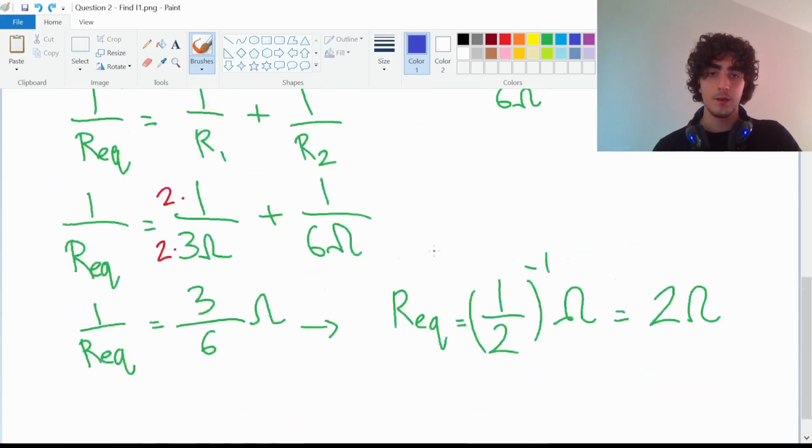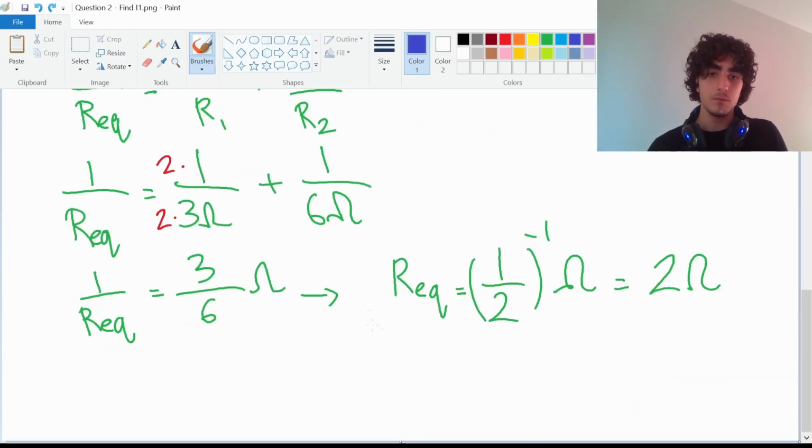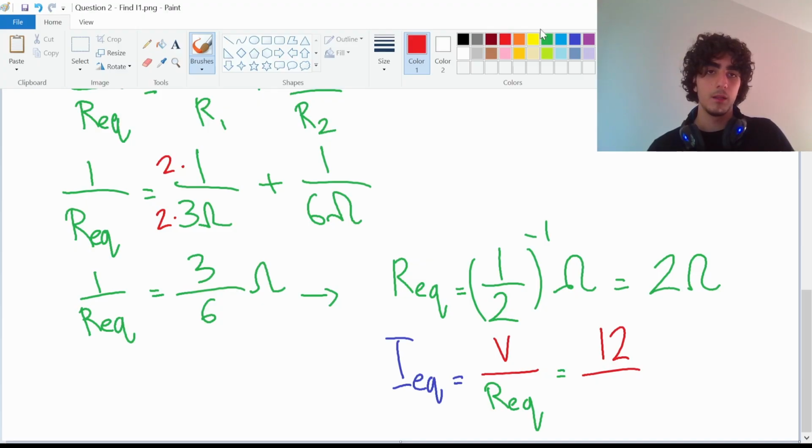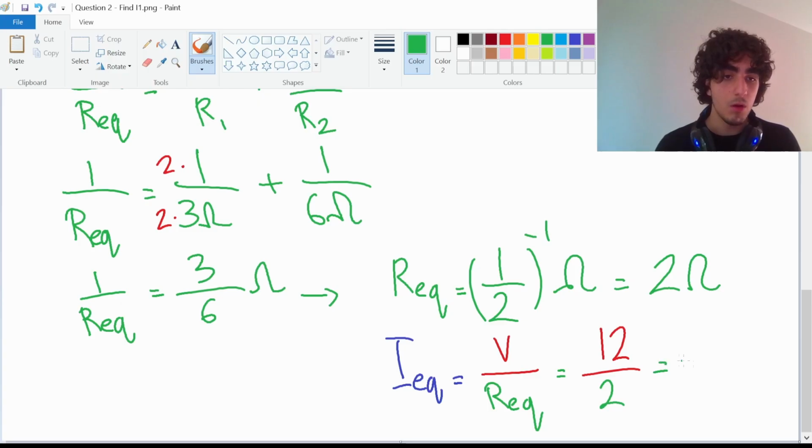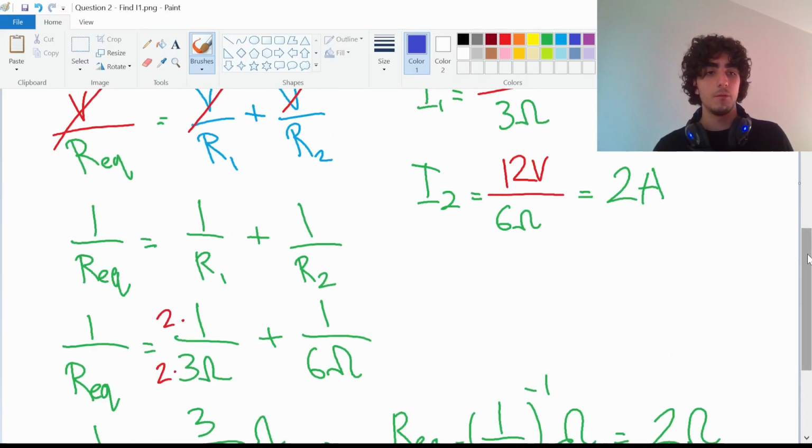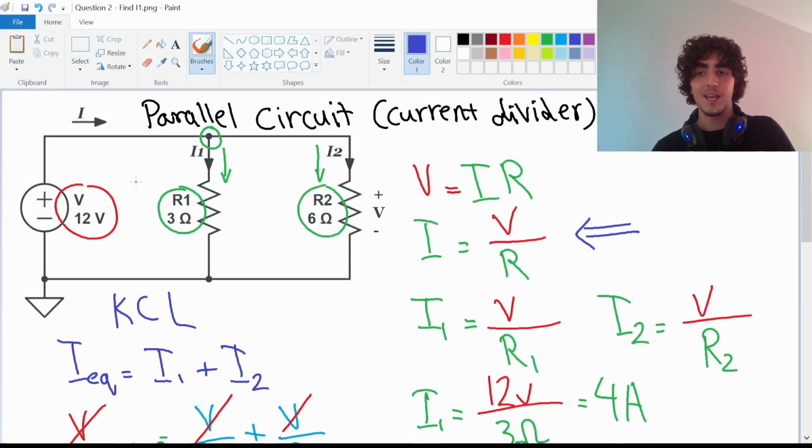So if we rewrite this down here, we can say that current equivalent is going to equal the voltage source divided by R equivalent, which is equal to 12 volts divided by 2 ohms. So this will all equal 6 amps. So the total current within the circuit is 6 amps. So current at the beginning has to be 6 amps.